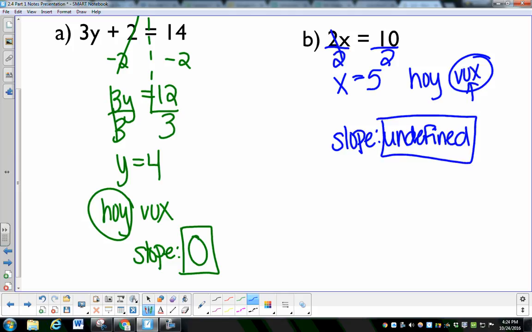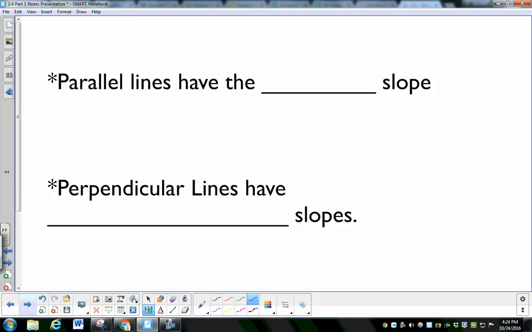All right, so now we're going to move on to talking about parallel lines and perpendicular lines. Pause this if you need more time. All right, so I'll go ahead and fill these in, and then you guys can pause it if you need some more time to write this down. So the first thing we want to know is that parallel lines have the same slope, the exact same slope.